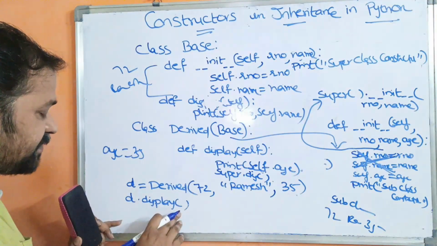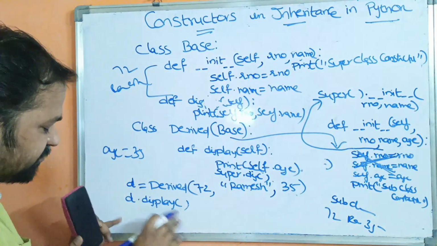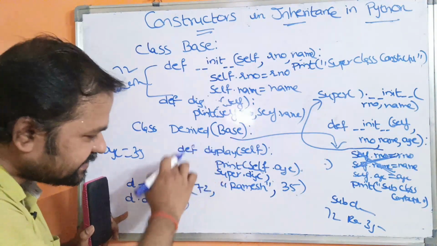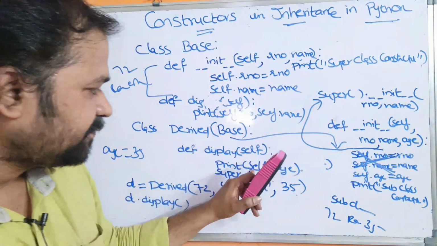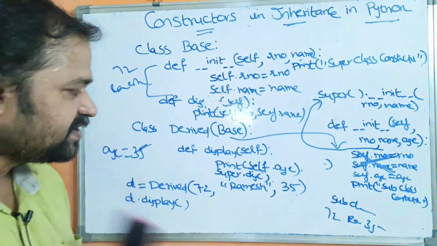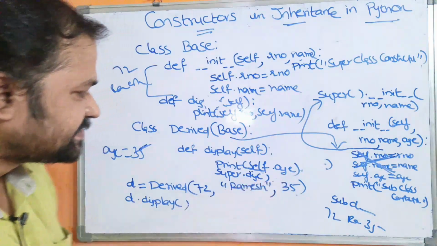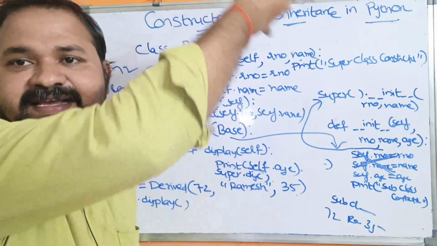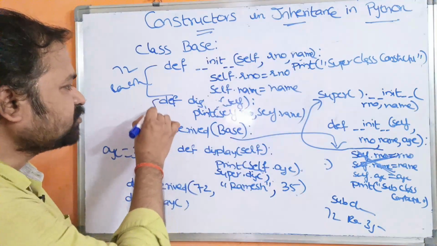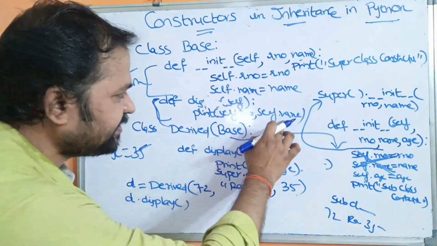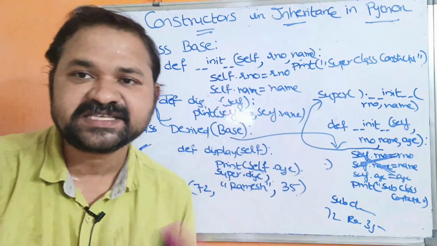And what is the next statement after the object creation? d.display. Here the object is d, a derived class object. So this display method will be executed. Print of self.age. What is the age value? 35. So 35 will be printed. Next, super.dis. Whenever the statement is executed, its superclass dis method will get executed. Now this dis method will get executed. Roll number is 72, that message will be printed. Name is Ramesh, that message will be printed.